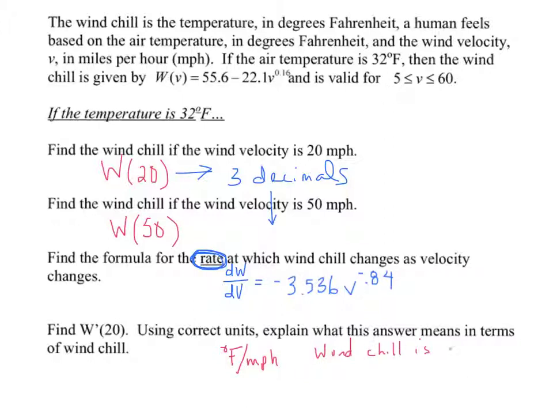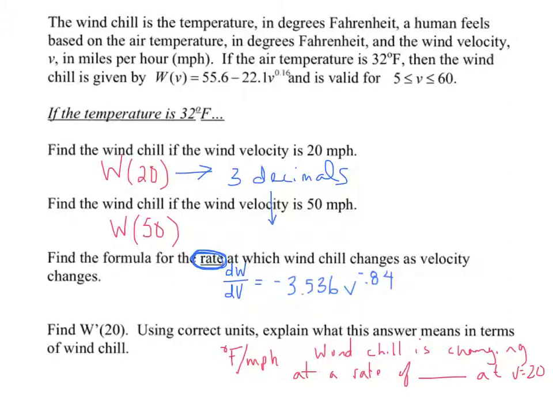is changing at a rate of, and of course you can calculate that, but we should also say at v equals 20. Because of course, depending on what the velocity is, that's going to change how fast the wind chill is changing.